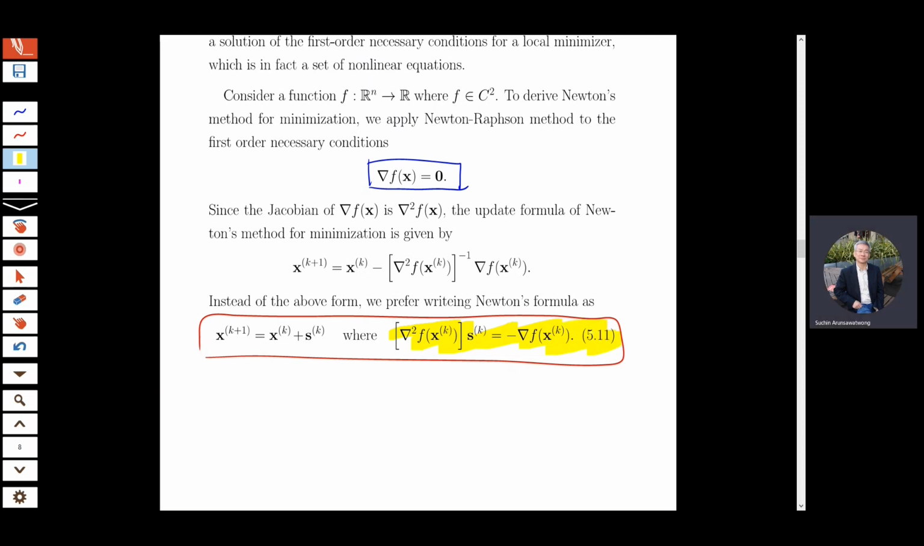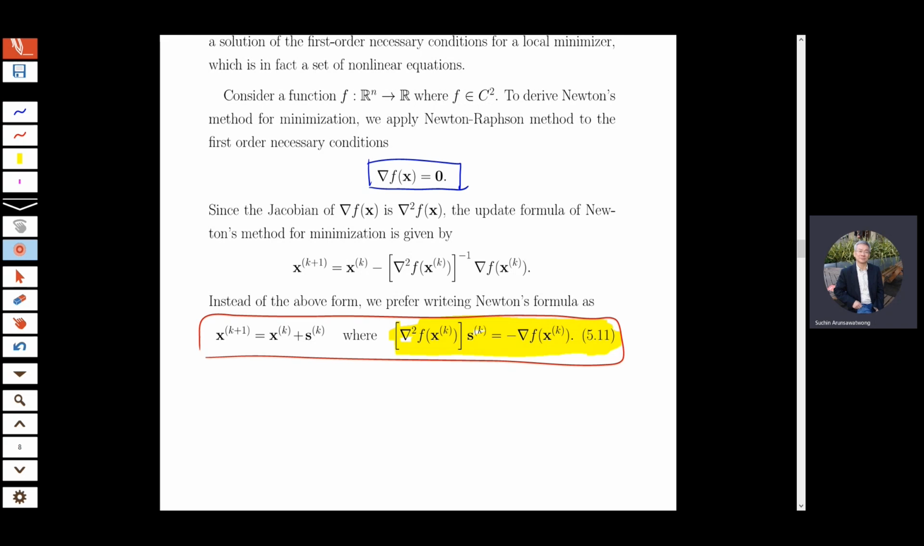We solve this linear equation to obtain the vector sk. Once we have the vector sk, then we update the iterate xk+1 by xk+1 = xk + sk. Just very similar to when we do Newton-Raphson, right?